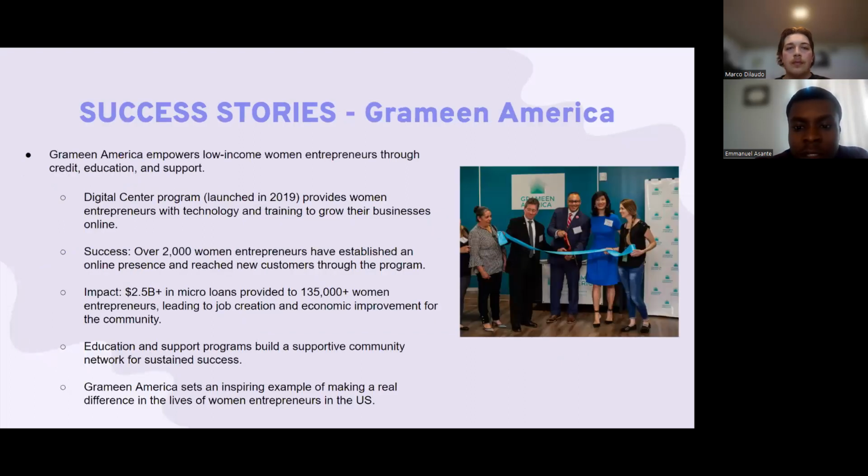So Grameen America is a nonprofit organization that provides microloans and financial services to women entrepreneurs who are living in poverty in the United States. Grameen America was founded in 2008 by Nobel Peace Prize laureate Muhammad Yunus, who also founded the Grameen Bank in Bangladesh. The organization's mission is to empower low-income women entrepreneurs through access to credit, education, and support.